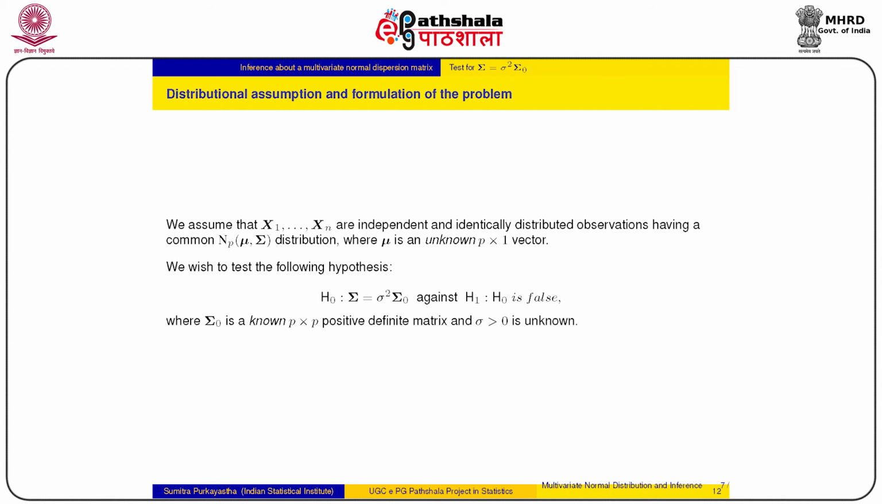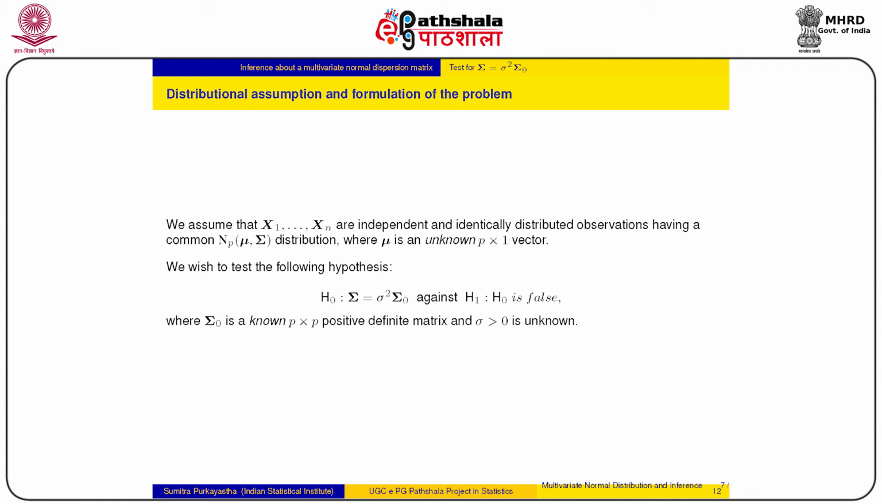Let us look at the second problem to be discussed in this lecture. It is of the same flavor and the distribution theoretic assumptions are the same. So as before, as in the first problem, we assume that x1, x2 up to xn are independent and identically distributed observations having a common multivariate normal distribution in p dimension with mean vector mu, which is assumed to be unknown, and a dispersion matrix sigma. And we shall discuss some testing problem about sigma.